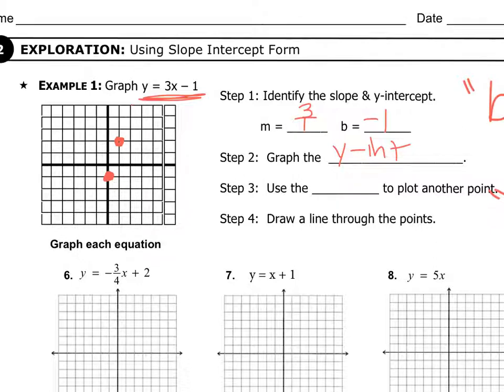So I go up 1, 2, 3, and over 1. I can also go the opposite direction, right? So if I can't go up and to the right, I'm going to go the opposite direction, down and to the left. So down 1, 2, 3, and left 1.